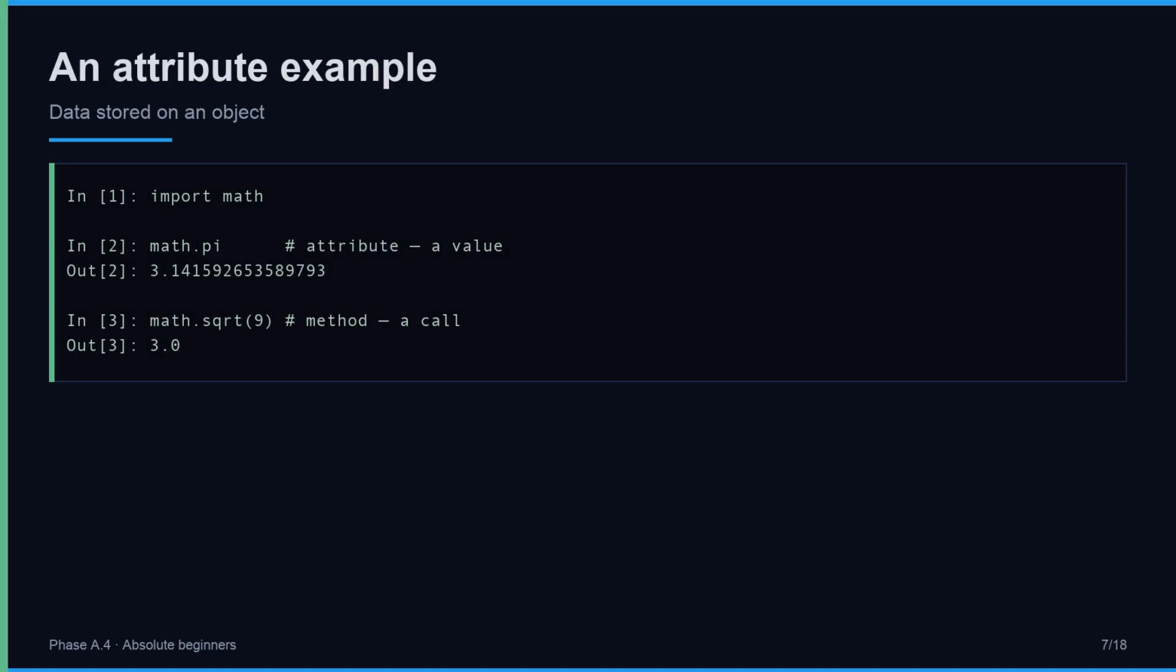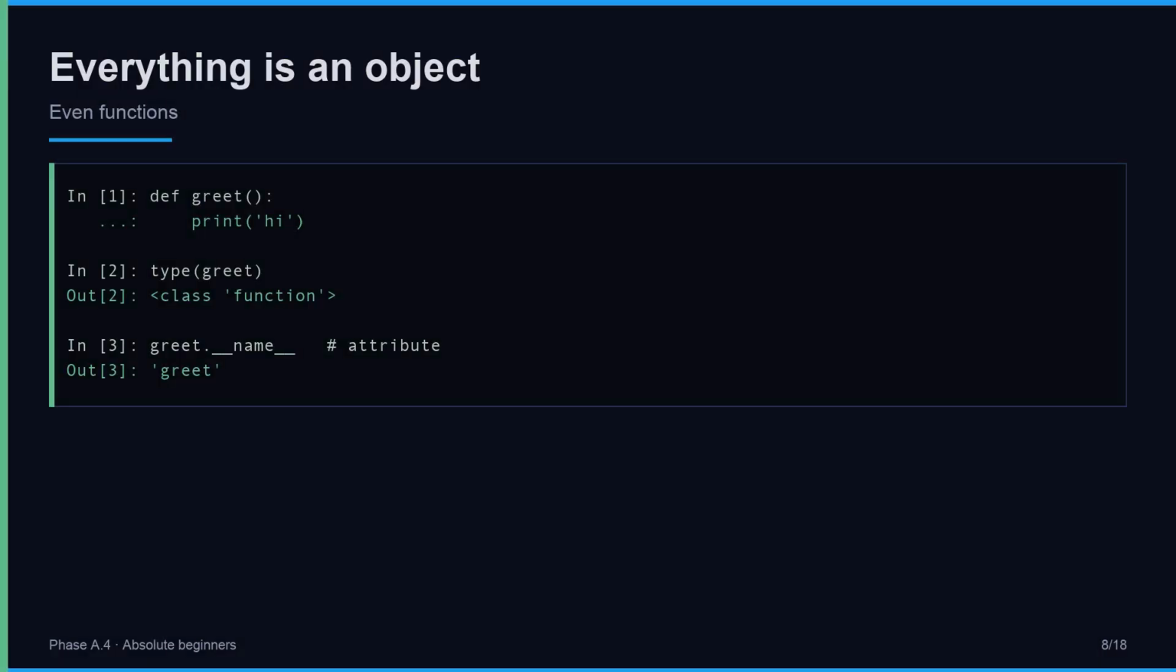Here is the difference in code. math.pi is an attribute, a value stored in the math module. No parentheses. math.sqrt is a method, a function attached to math. Parentheses required. The dot reaches both, but pi gives you a number, while sqrt does work and gives you a result. Attribute is data, method is action. Both live behind the dot. No parentheses for values.